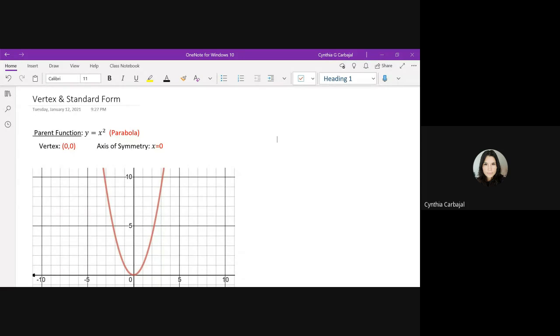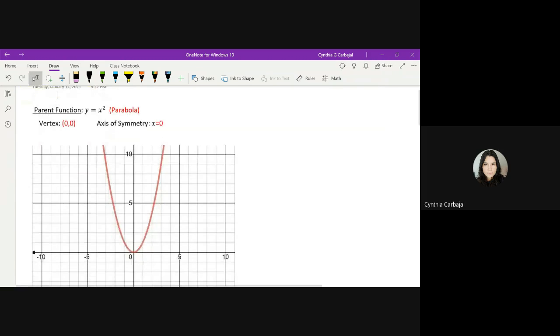Hey guys, today we're going to be graphing in standard form, and we're going to start by reviewing vertex form. That's why the notes for today are called vertex in standard form of a quadratic. So if you remember, this is the parent function right here, y equals x squared, and when you graph this one, the vertex is at the origin at 0, 0.